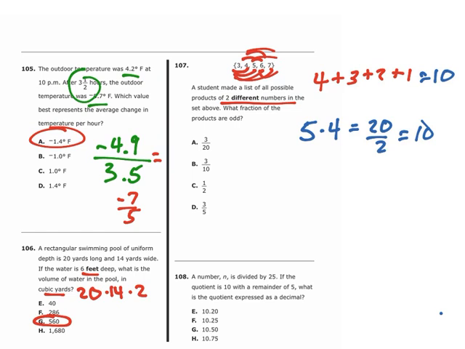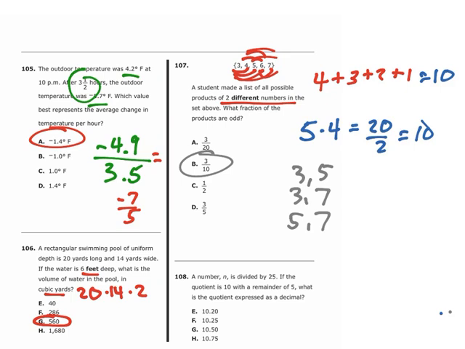Now, how many of them will have an odd product? Well, the only way we get an odd product is by multiplying odd numbers. So I can have 3 and 5, 3 and 7, or 5 and 7. All right, so out of my 10 combinations, there's only going to be 3 of them where both numbers are odd.